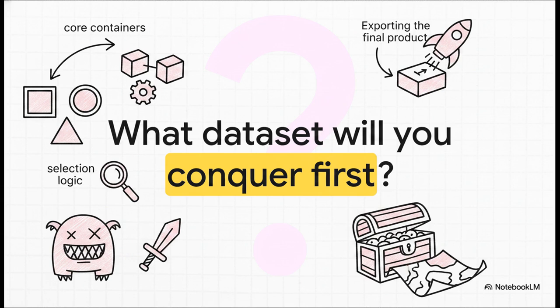So, you've built your core containers, you've navigated the logic of selection, defeated the missing data monsters, molded your structures with merges, and finally exported the polished product. You have officially mastered the core Pandas assembly line. So, armed with this incredible capability, what dataset are you going to conquer first?